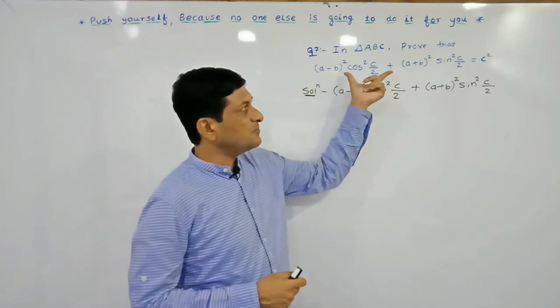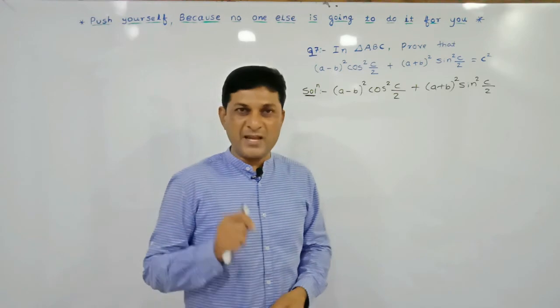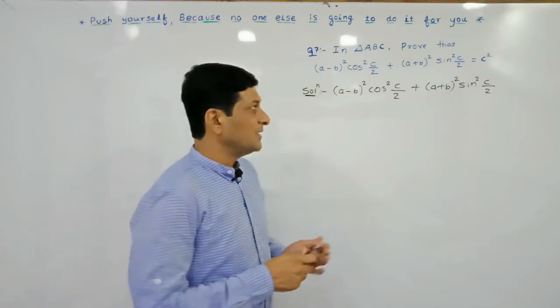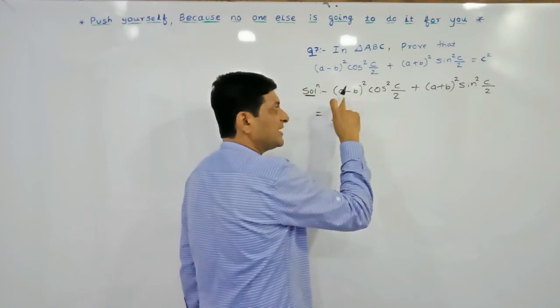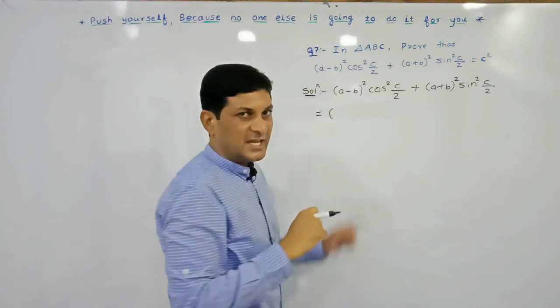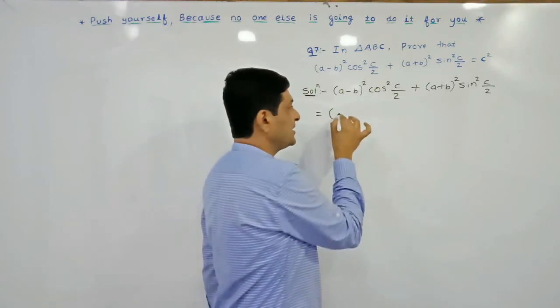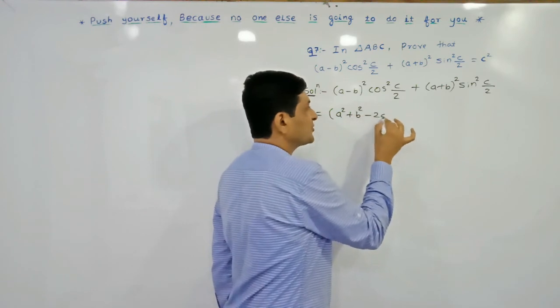So in this case we are considering the left hand side and simplifying it, we are trying to show that its value is equal to what? Right hand side. So here we have written the left hand side, which is equal to, now I am finding the expansion of this bracket by using identity. (a − b)² can be written as what? a² + b² − 2ab.